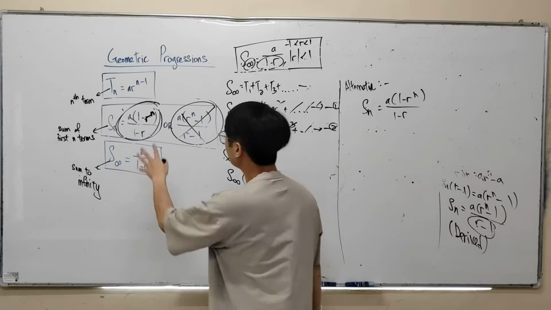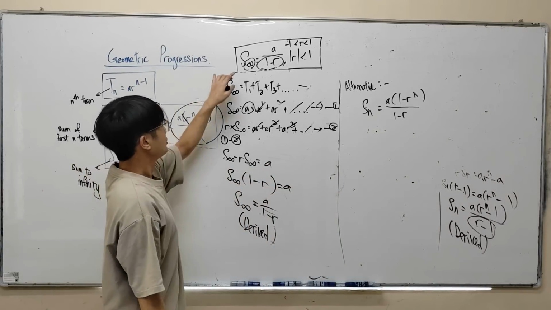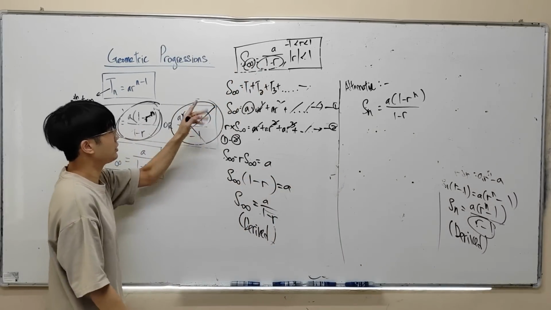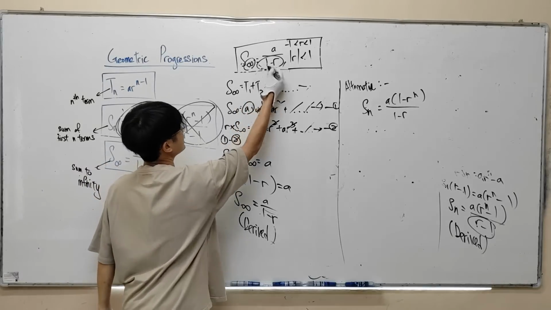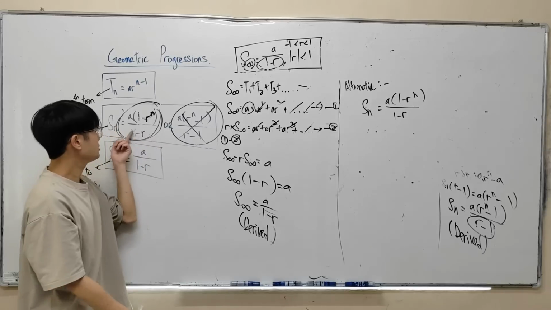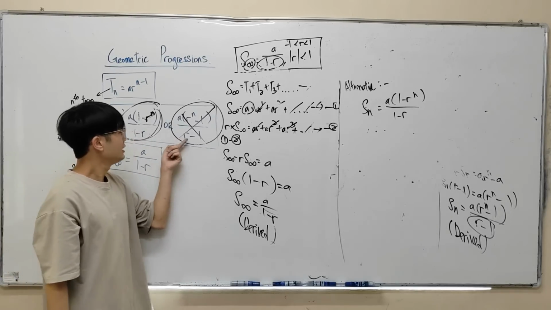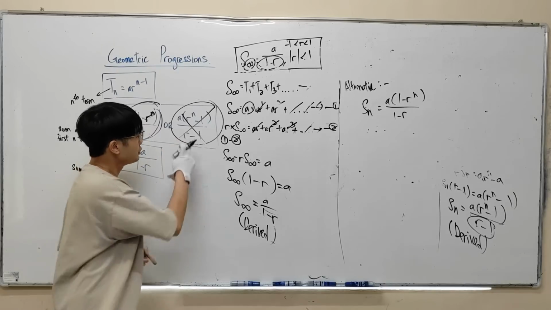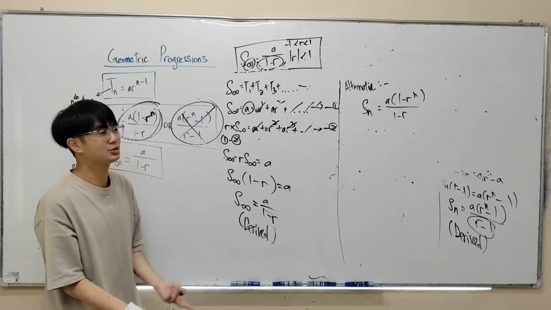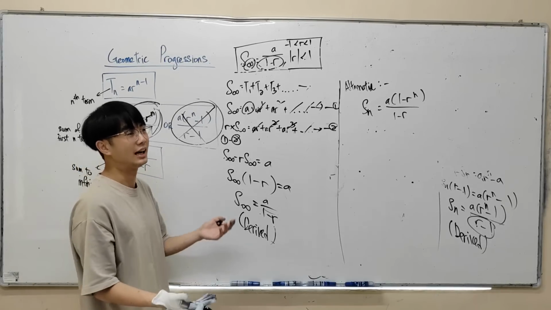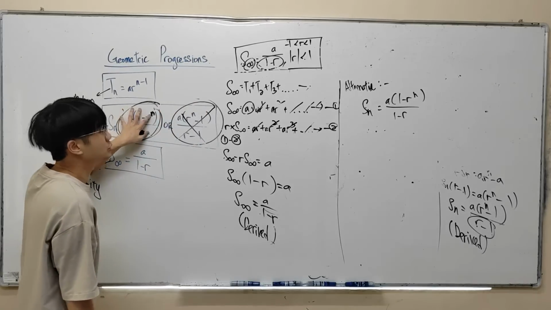Let me tell you why we have to use this. Why can we use this to derive the S infinity instead of using the other? Because the S infinity formula down here has 1 minus R. Can you see this one is 1 minus R also? So it's better to use this Sn formula. Actually, using the other also can, but you have to do a lot of extra working, a lot of extra steps. That's why I don't prefer using that. So it's better to use this.